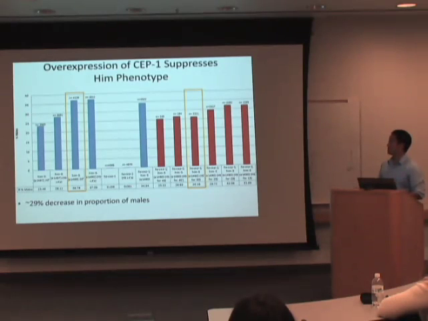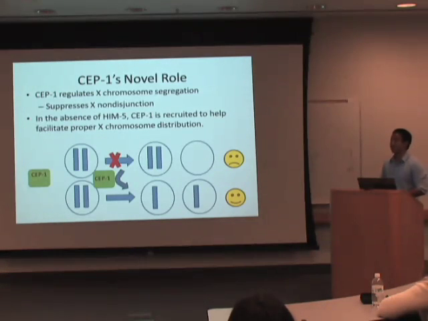So what do all these bars mean? Ultimately, we've identified a new role of CEP1. Basically, CEP1 is regulating X chromosome segregation. More specifically, it's actually suppressing X chromosome non-disjunction. So in the absence of HIM5, CEP1 is being recruited, or recruiting other elements, to help facilitate proper X chromosome segregation.